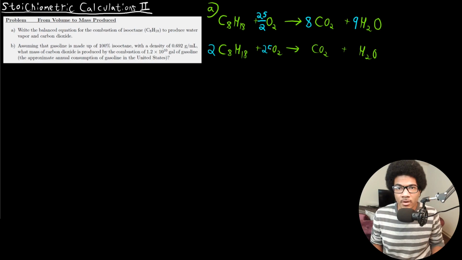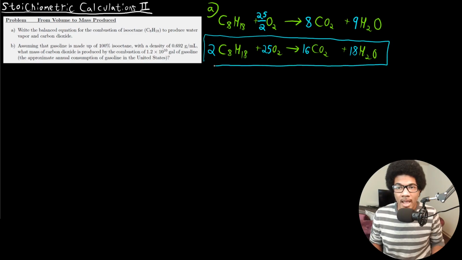This guy is now 25, right? You multiply 25 over 2 by 2. That's just going to be 25. This guy is going to be 16. And then this guy is going to be 18. Right? So now this is going to be our balanced chemical equation.